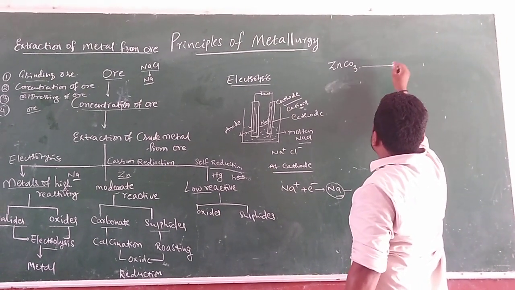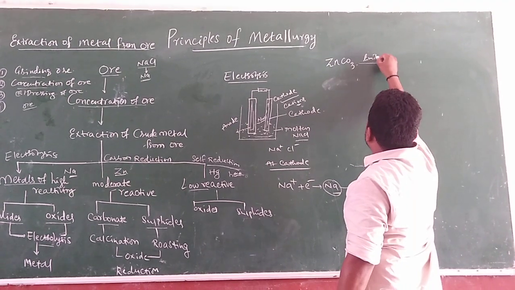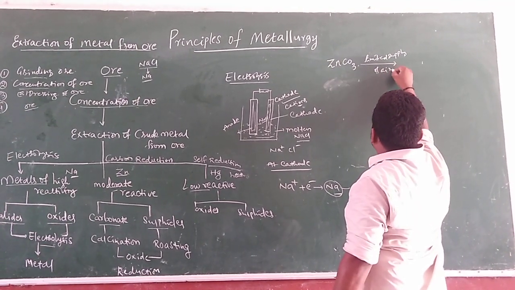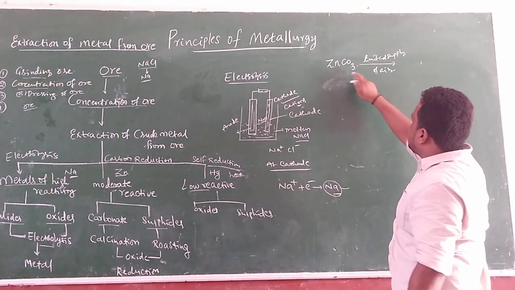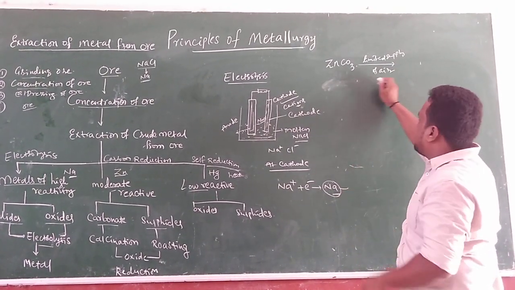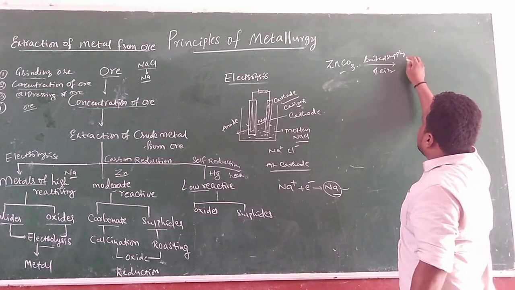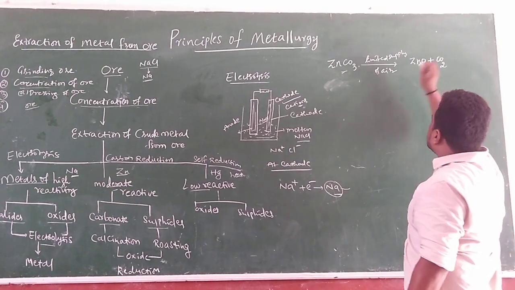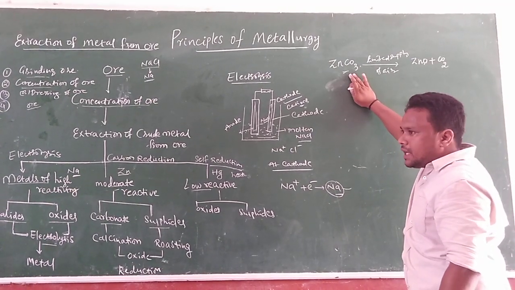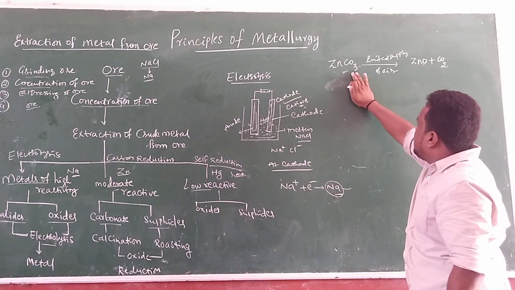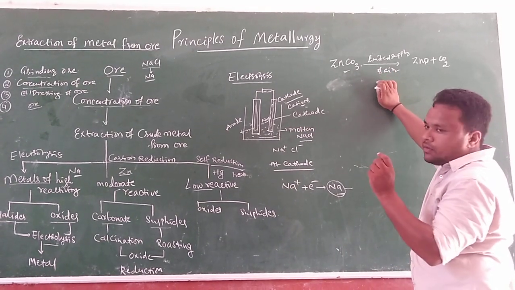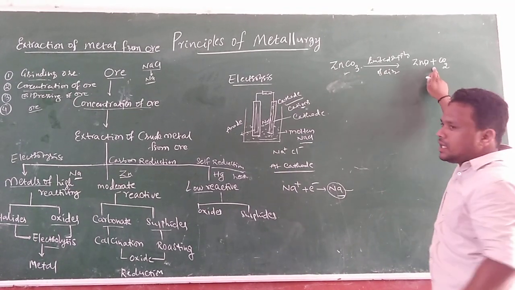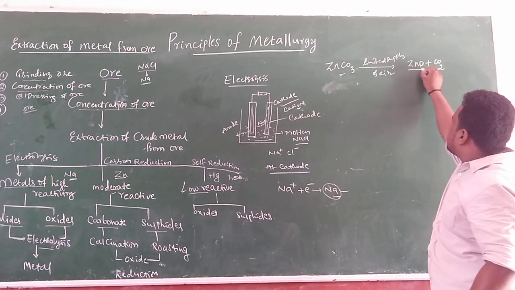Zinc carbonate. Here, a limited supply of air. Then what happens? Zinc carbonate, when we apply a limited supply of air, is converted into ZnO, zinc oxide, plus carbon dioxide is released. Means we are taking the zinc carbonate ore, then supplying a limited amount of oxygen to the zinc carbonate, and it will be converted into zinc oxide as well as carbon dioxide. Here oxides are formed.